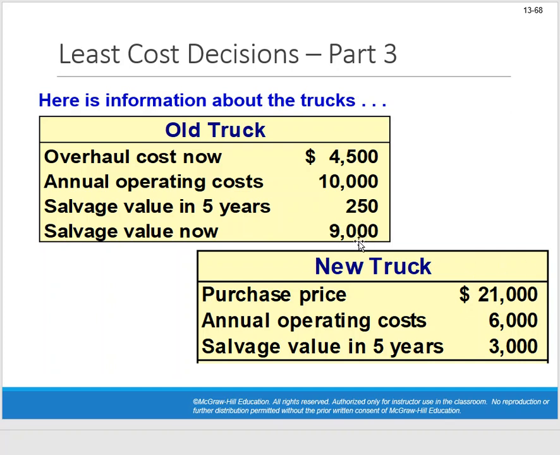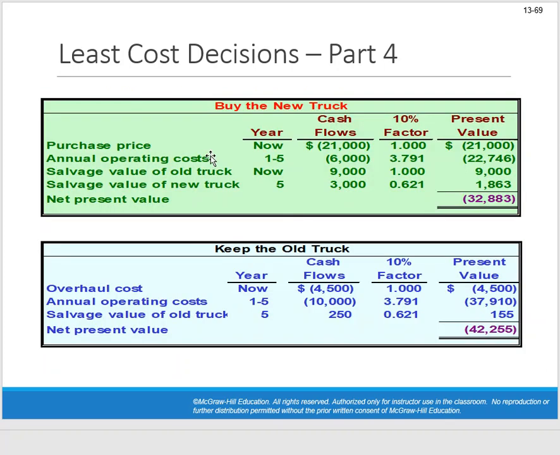You're only going to salvage the old truck now if you're going to buy the new truck. So really, already I'm leaning toward buying the new truck just based on that. But we need to do the math and use NPV to do it properly. So if we buy the new truck, it's $21,000 now. So the PV factor is 1 because it's now.